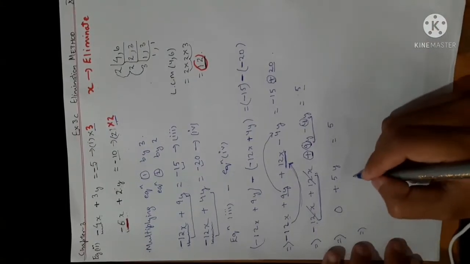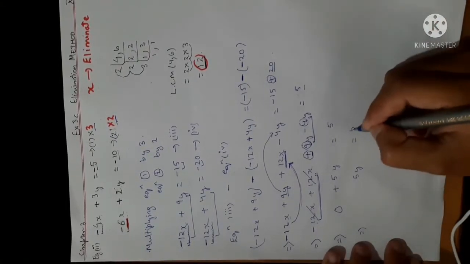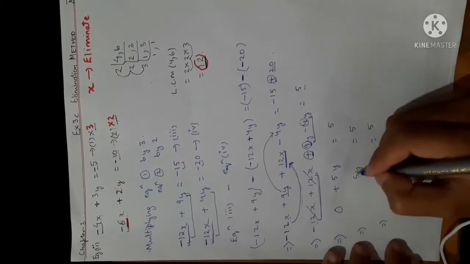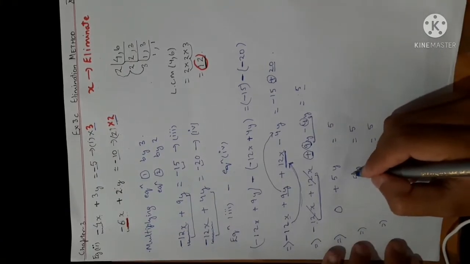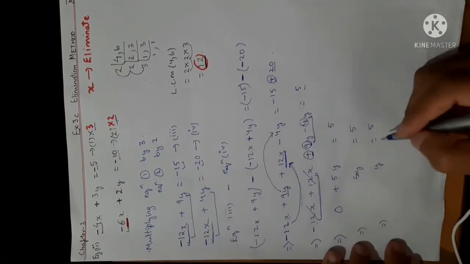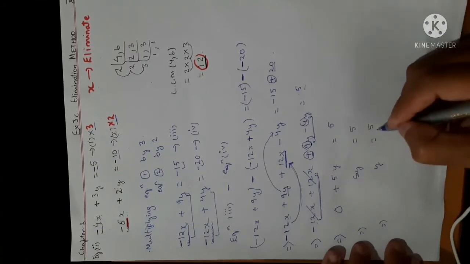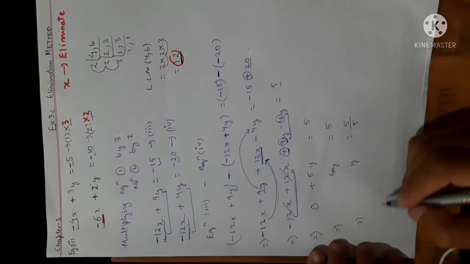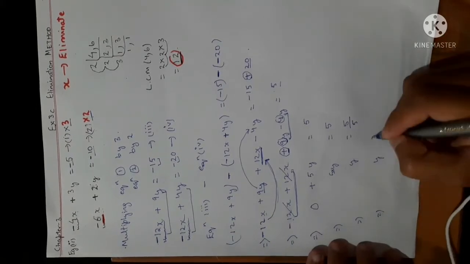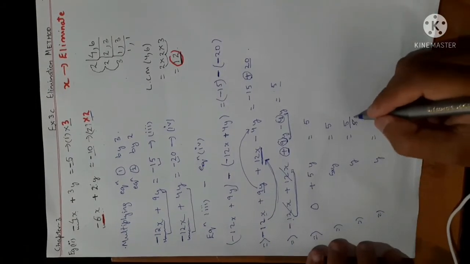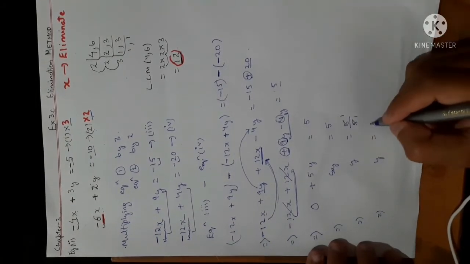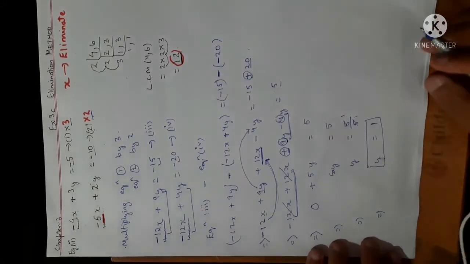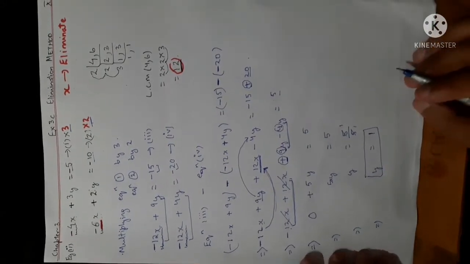Implies 0 plus 5y equal 5y. Implies y equal 5. This is always 5y means 5 multiply y. So this multiplication, when we carry it to the other side, becomes a division, divided by 5. Implies, what is 5 by 5? 5 1s are 5. Hence y equal to 1. So now we have got the value of y.